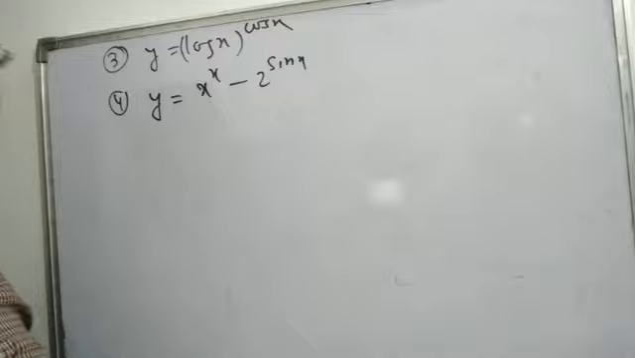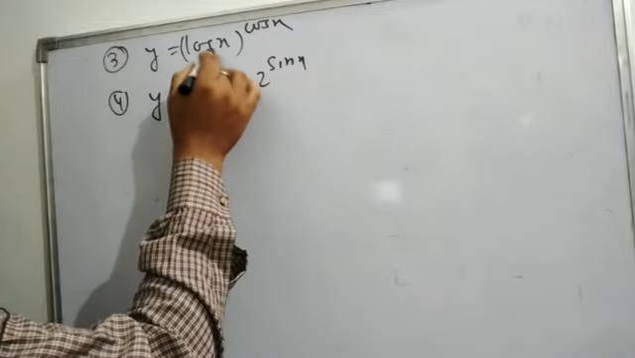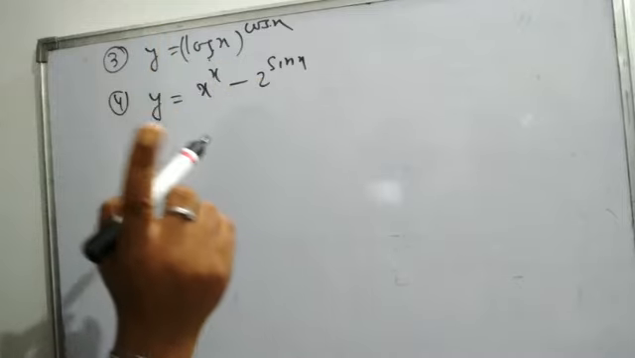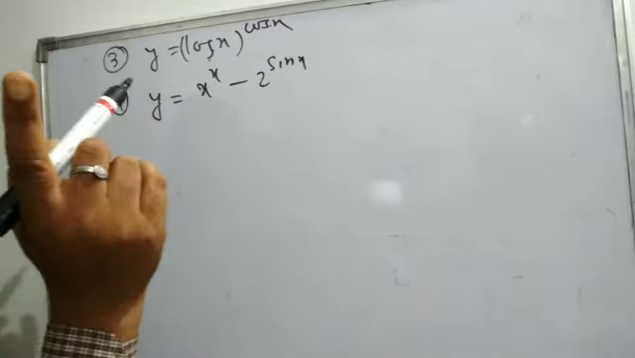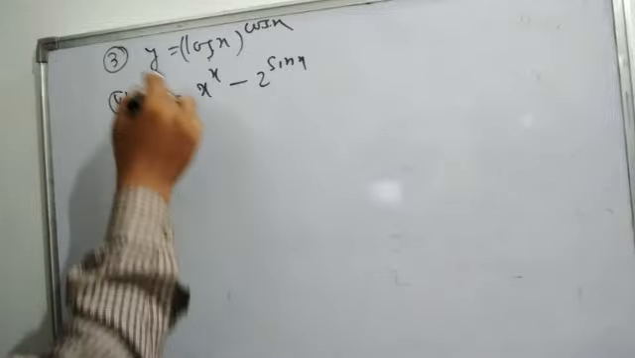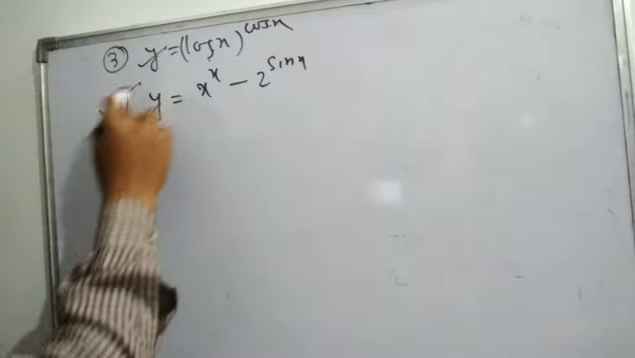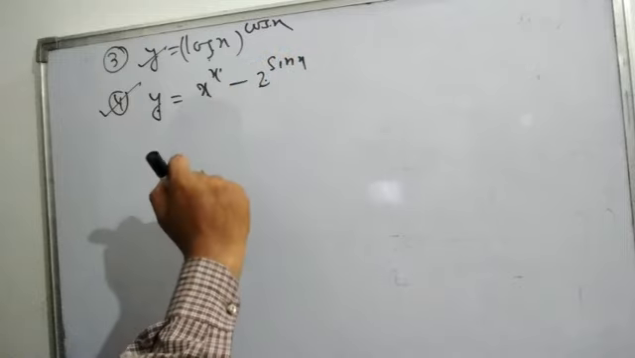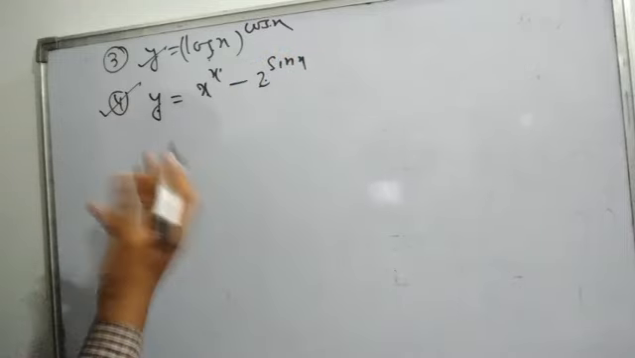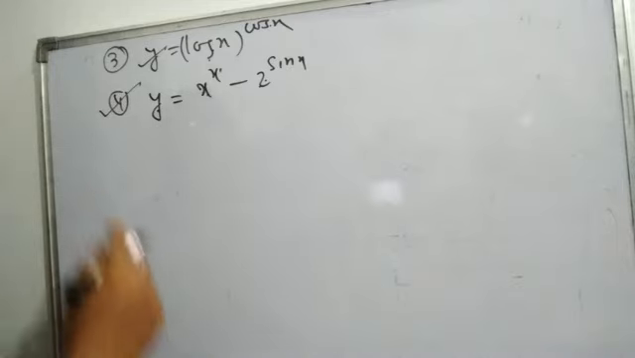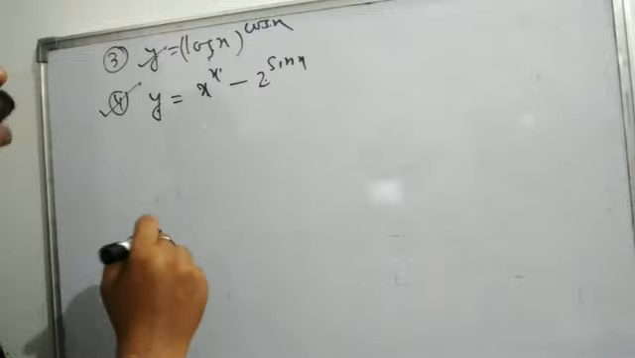Now question number 3, y is equal to (log x) whole to the power cos x. For this question, I have taken a similar example to explain, that is (sin x) whole to the power x. So in a similar manner you have to do it. Now question number 4, y is equal to x to the power x minus 2 to the power sin x. So how can we do this? This type of question is very important for the examination. This type of question will be set as a 4-mark question.